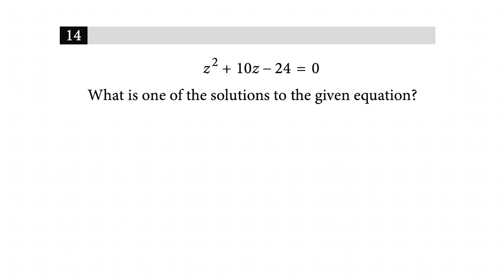To solve this question, I will simply check what I have: x squared plus 10x minus 24. I'm checking the highest degree, which is 2. It means that there are actually 2 solutions for this question, and it is asking for one of the solutions to the given equation. You can find either one, but you only put one of the correct ones.